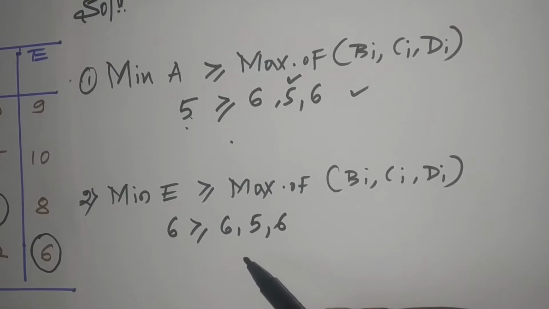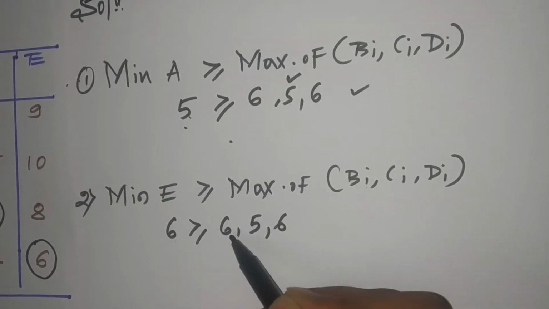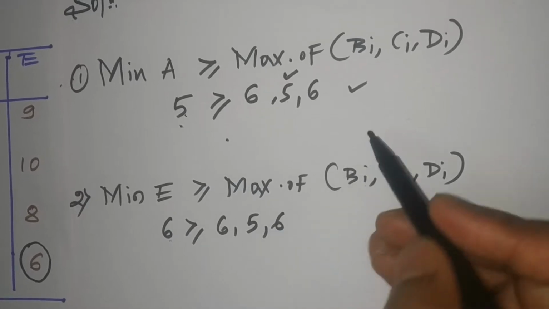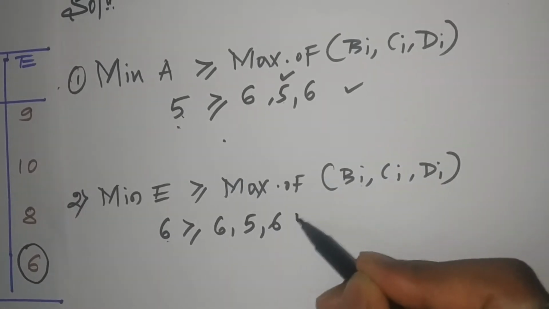So the second condition is also satisfied. My 6 is equal to 6. My 6 is greater than 5. My 6 is equal to 6. So in this case also my second condition is satisfied.